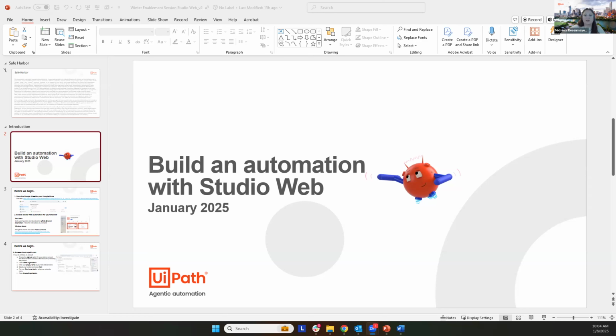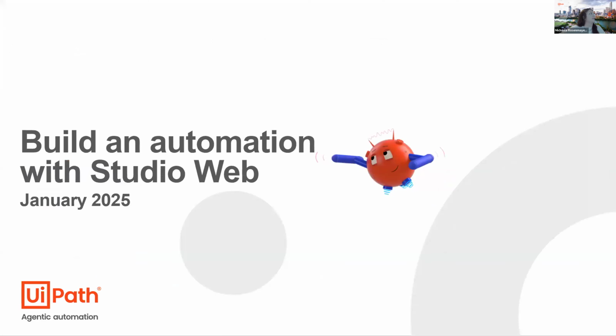So what we're going to do today is, as it suggests, build an automation with Studio Web. We're also going to have Vajrang talk a little bit more about Studio Web, as he is definitely more of an expert than I. Then we'll go over some of the content that I would recommend if you like Studio Web, maybe to include in your classrooms, and then we'll finish up with questions and answers.